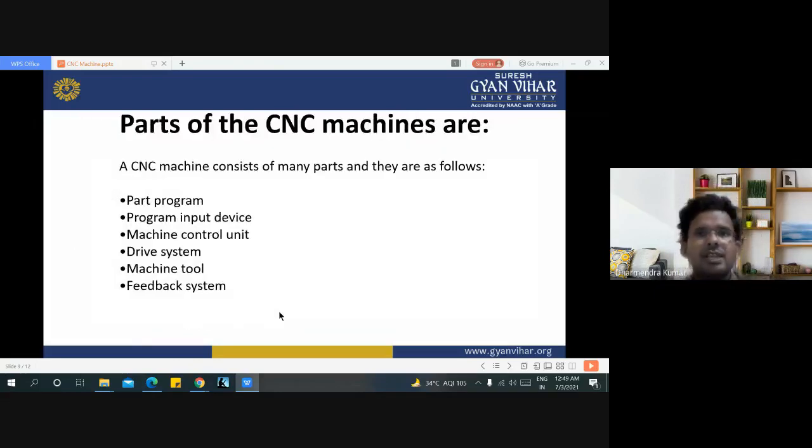Parts of the CNC machine are as follows. A CNC machine consists of many parts. They are the part program, program input device, machine control unit, drive system, machine tool, and the feedback system.